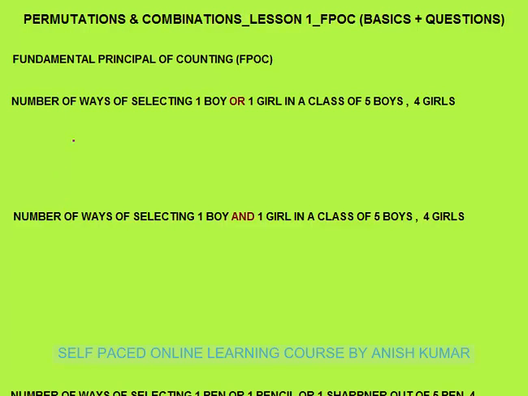Now you can see that let's say boys are B1, B2, B3, B4 and B5. These are the 5 boys in a class, and 4 girls are, let's say, G1, G2, G3 and G4. Now what the question is saying, we need to select one boy or one girl. It means that we need to select one student out of 9 students. Number of ways would be how much?